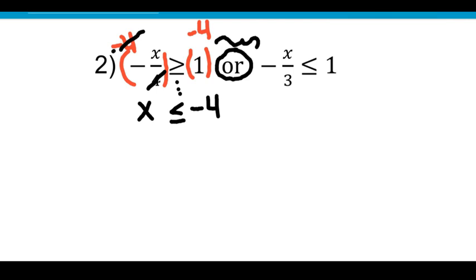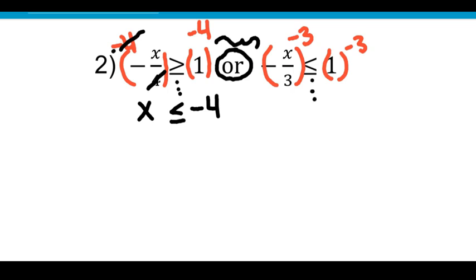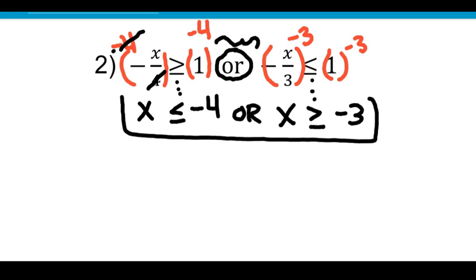On the second part to our inequality, I'm going to multiply this one by -3, both sides. And again, I have to flip my symbol because I'm multiplying by something negative. So let me go ahead and just flip my symbol right away. And then on the left side, we have x. On the right side, we have -3. And then we put OR in between again. Okay, so this is our answer. x is less than or equal to -4, or it's greater than or equal to -3.